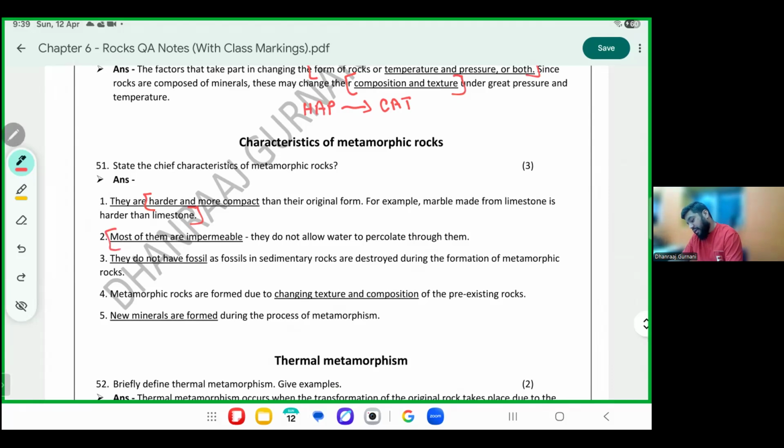Most of them are impermeable. They do not allow water to go through. They do not have fossil fuels. Why? Please write because of HAP. Fossil fuels get destroyed because of heat and pressure. And they are CAT changes, and new minerals are formed in the process of metamorphosis.